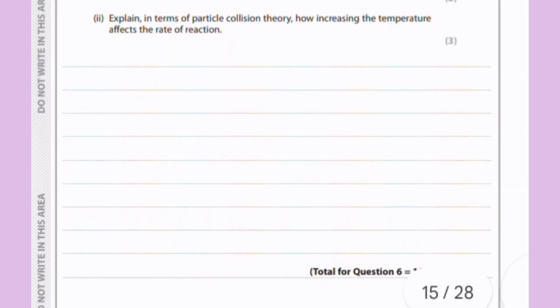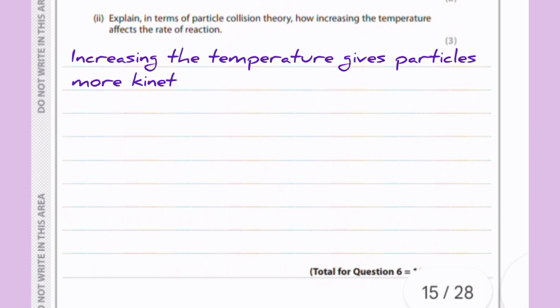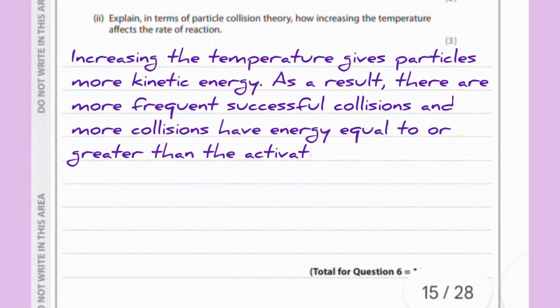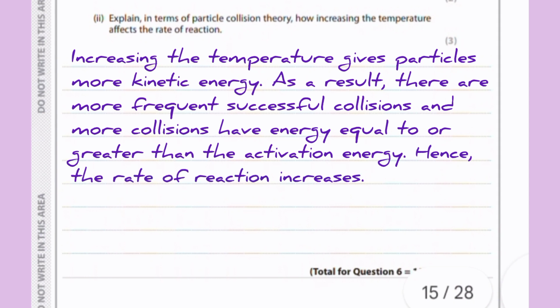Part 2. Explain in terms of particle collision theory how increasing the temperature affects the rate of reaction. Like I just stated, increasing the temperature increases the rate of reaction. How that happens is that particles gain more kinetic energy, so they move faster. Therefore, they collide with each other more frequently, and more collisions have energy equal to or greater than the activation energy. So we will write this as: increasing the temperature gives particles more kinetic energy. As a result, there are more frequent successful collisions, and more collisions have energy equal to or greater than the activation energy. Hence, the rate of reaction increases.